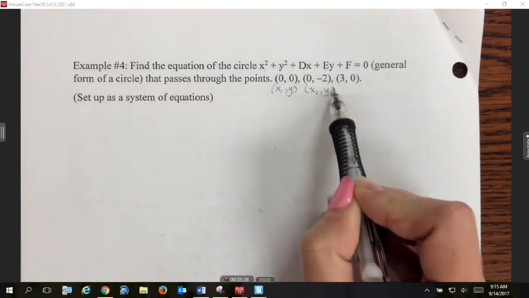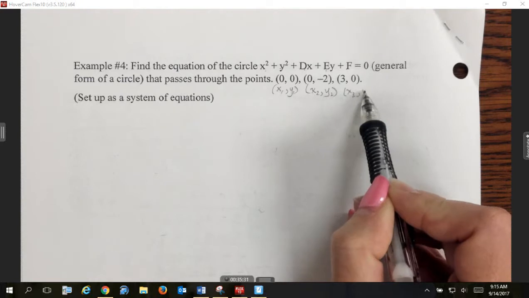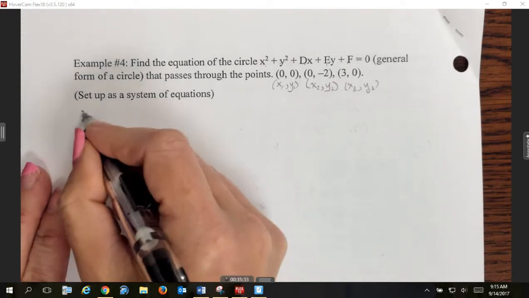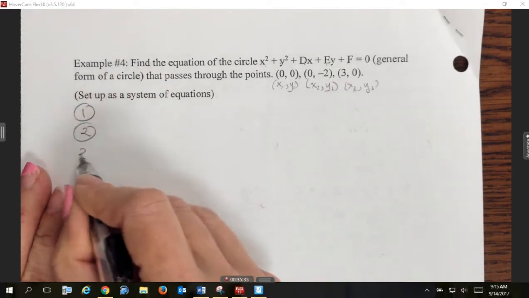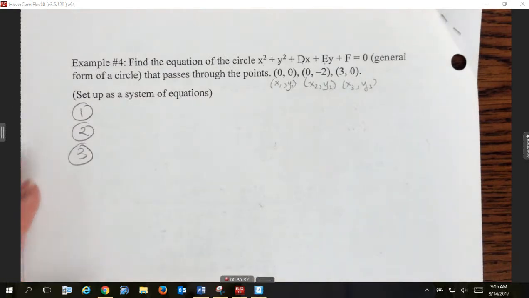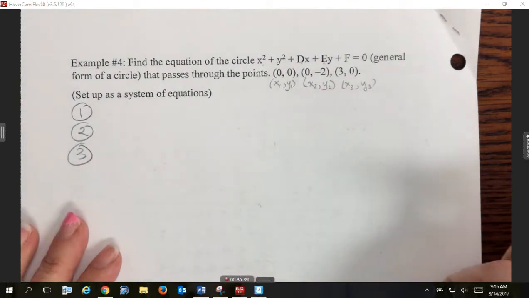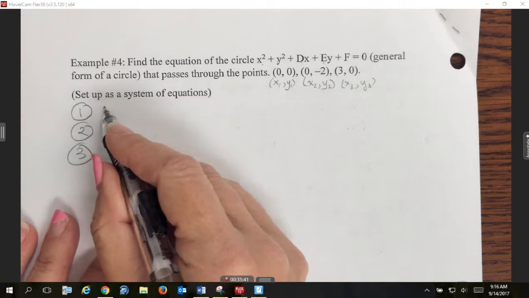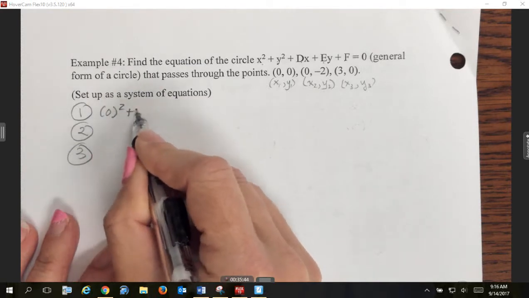x2, y2, x3, y3. We're going to set up three equations. First equation, we'll use our first ordered pair. And it's 0, 0. So wherever you see an x, put a 0. Wherever you see a y, put a 0.